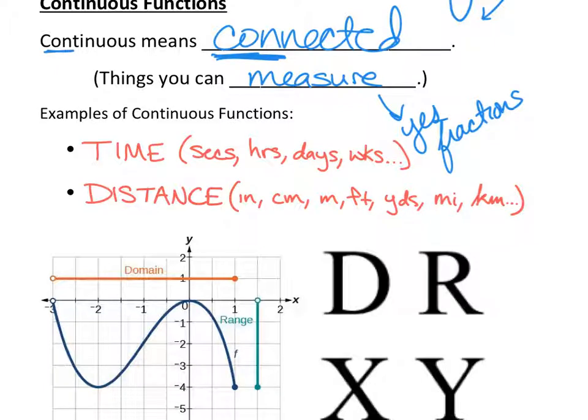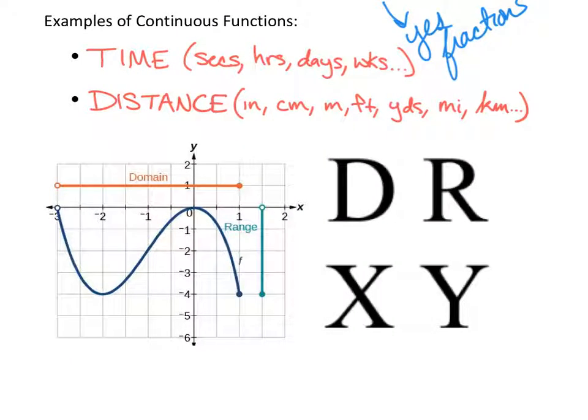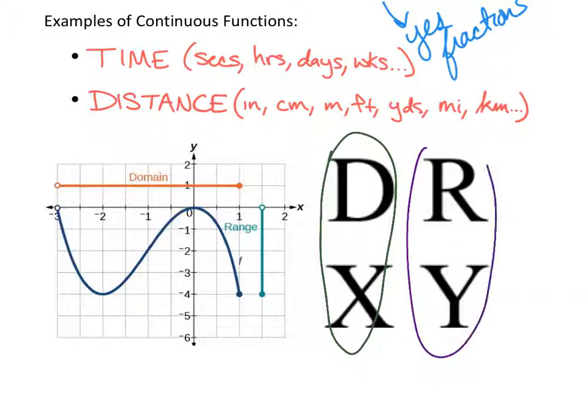Now these two visuals here on the front of this packet are what I think is probably the most useful visual of what domain and range is. You have Dr. XY here again. We had this last time in our notes, and Dr. XY helps me remember that domain is my x's and range is my y's.